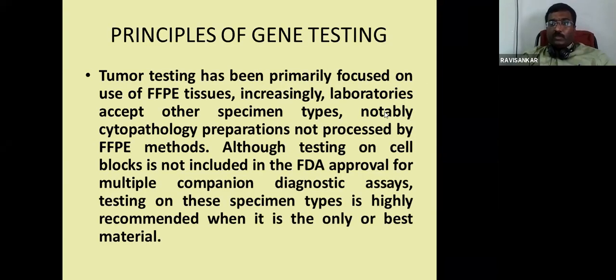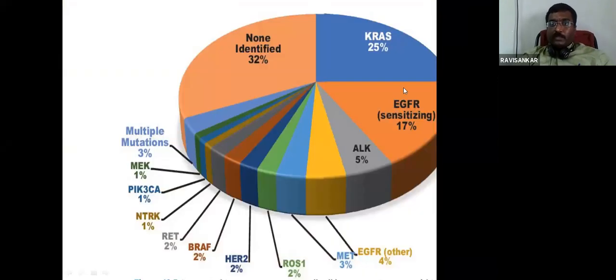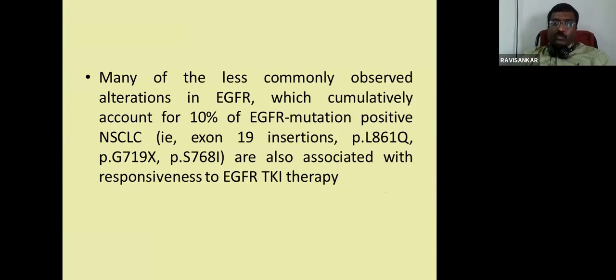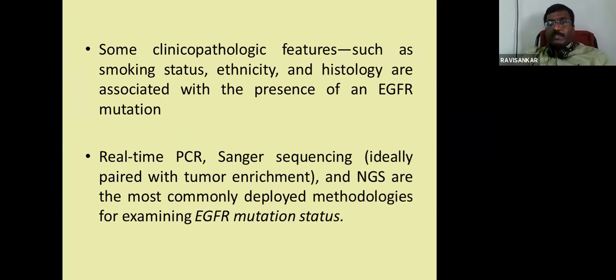Remember that around 40% will have epidermal growth factor receptor issues where drugs can be targeted. Drugs can be targeted in the KRAS, and in the ALK pathway. EGFR is a receptor tyrosine kinase. Usually 30 to 50% will have positivity for EGFR, where you can use tyrosine kinase therapy. Usually smoking status, ethnicity or histology are associated with the presence of an EGFR mutation.